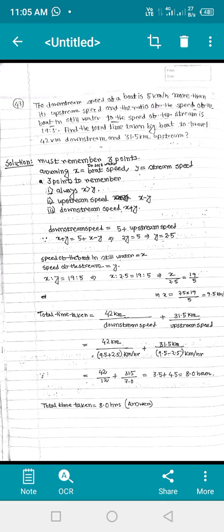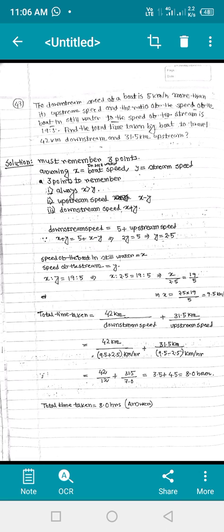Question number 43. The downstream speed of a boat is 5 km per hour more than its upstream speed, and the ratio of the speed of the boat in still water to the speed of the stream is 19 is to 5. Find the total time taken to travel 52 km downstream and 31.5 km upstream. Remember 3 points about the problem.